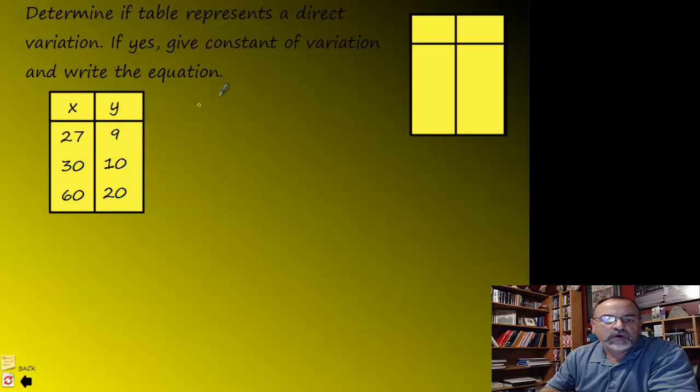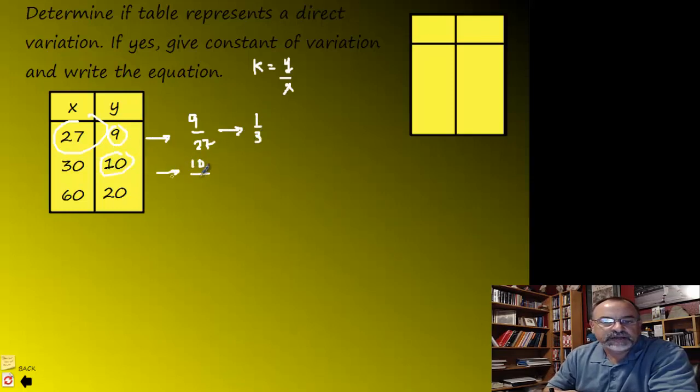So we're going to take the y value and see if we get the same thing when we put it over all the corresponding x values. Here's my y value for the first ordered pair, 9 over 27, and we reduce that, that's 1/3. The second ordered pair, we take 10 over 30, reduce it to 1/3. The third ordered pair, 20 over 60, reduces to 1/3. You'll notice that this is always the same.